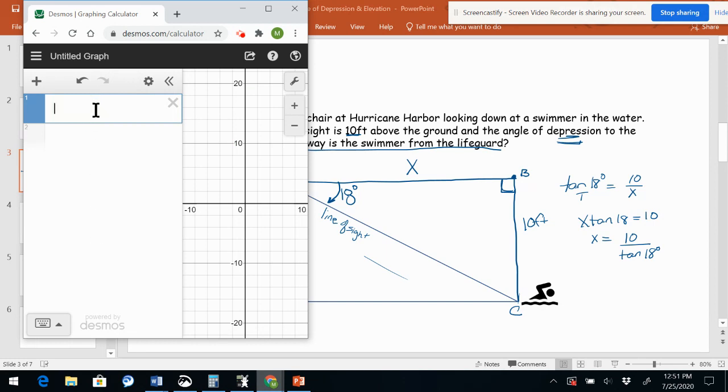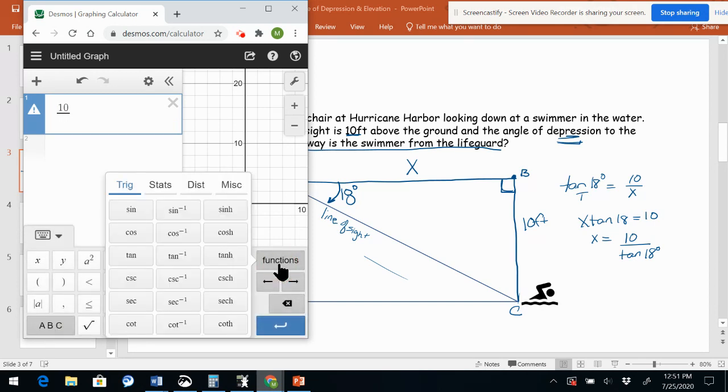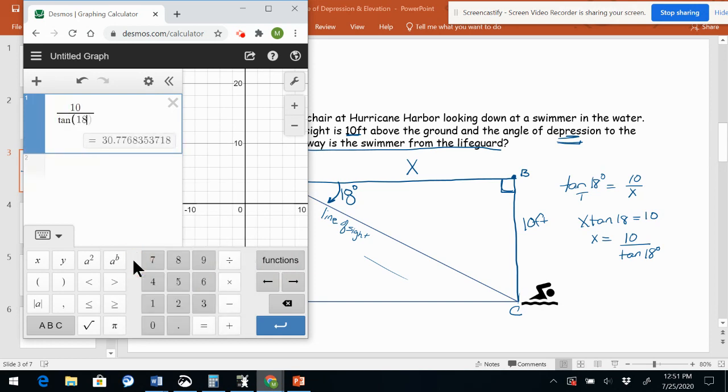Go over here, I enter in my box 10, and I'm going to divide that by tangent of 18. I have to go down to my keypad, click on keypad to show my functions. I click on my functions, and I'm able to grab tangent of 18. And I can see that that will give me 30.8. So my distance is 30.8 feet.